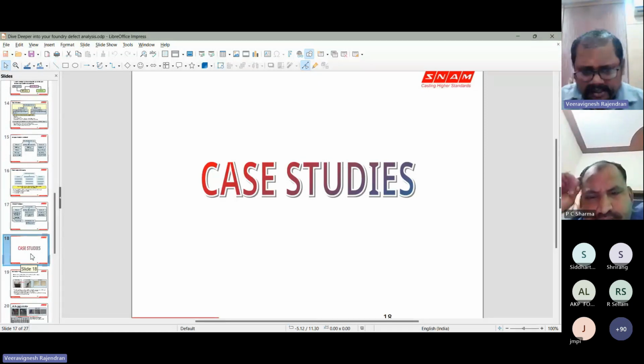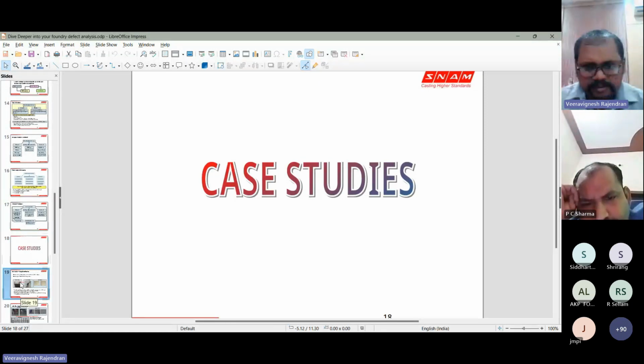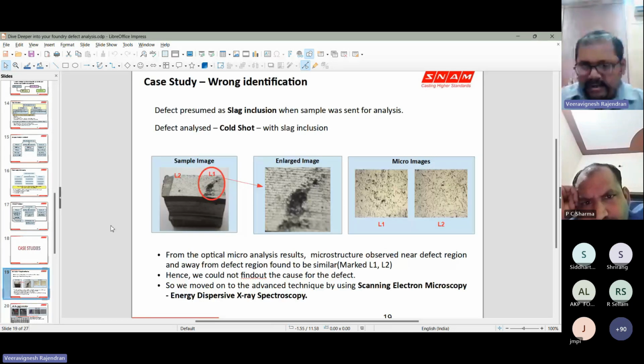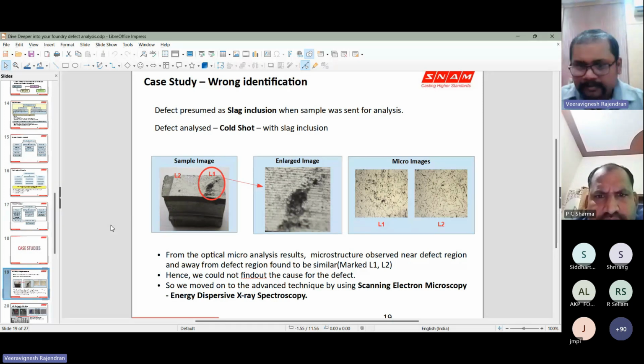See, this is the defective casting piece which came to us for analysis. It was written previously, when the sample was received by us, that this is a slag inclusion defect which you have arrived at in the foundry. So I want you to analyze what this slag is. This is the problem statement given by the customer with the casting sample.